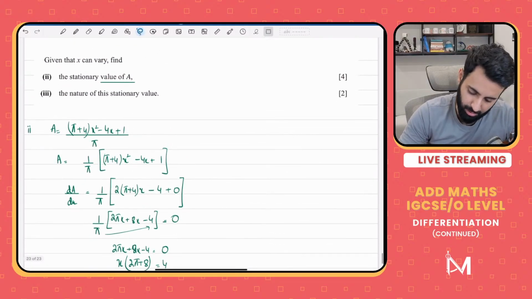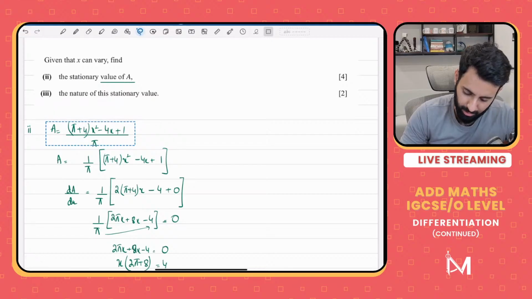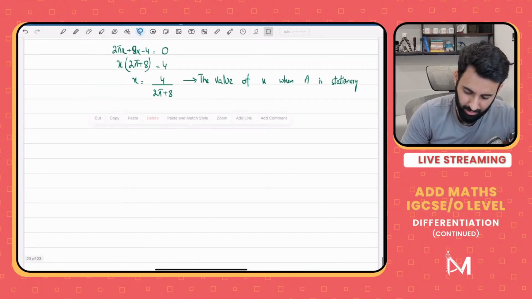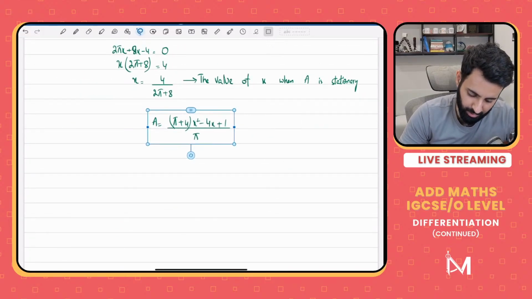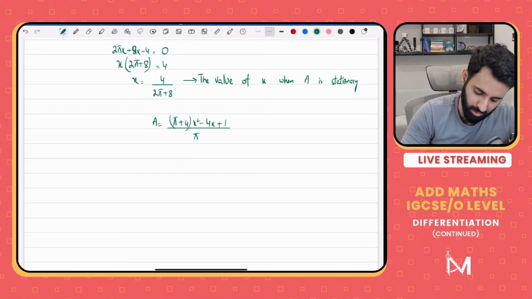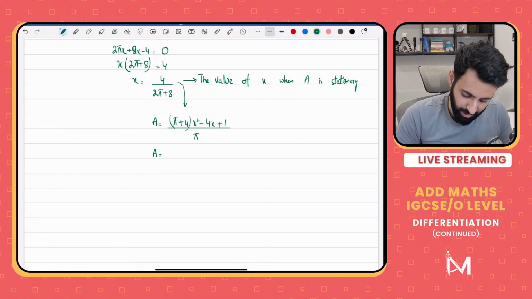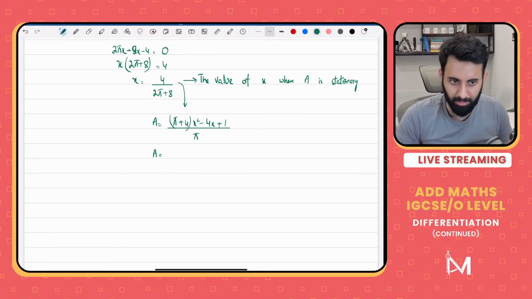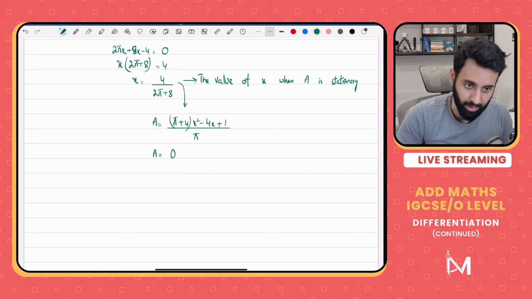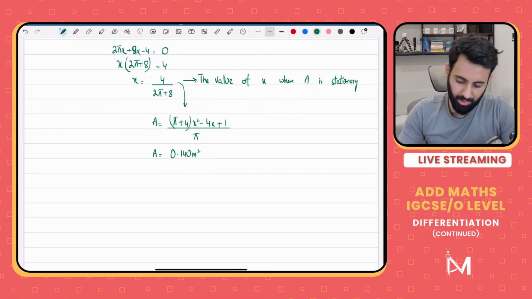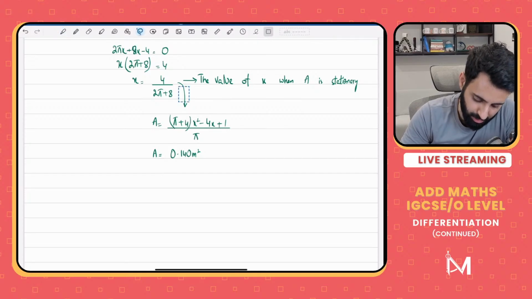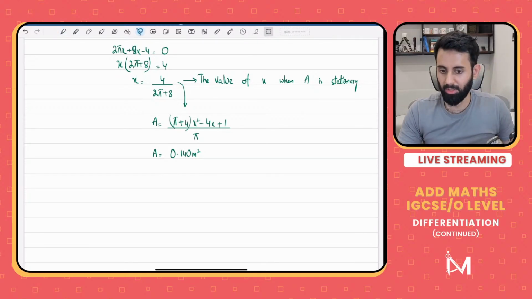Now what's A equal to? This is what A is equal to. Now we're going to take this value of x and plug it in here. And once again, use your calculator, be smart about it. I'm just going to save some time and write down the answer. You will get 0.140 m square. So when you plug in the value of x, you will get 0.140 m square.